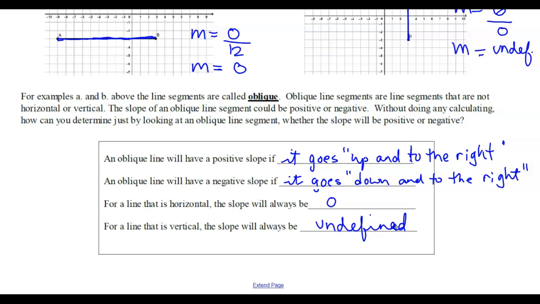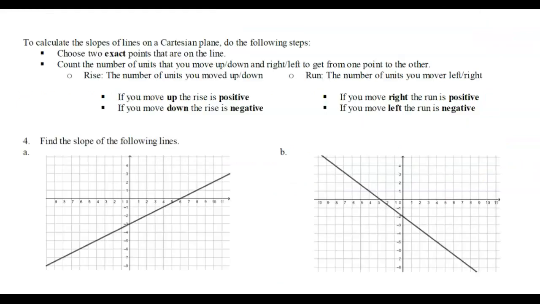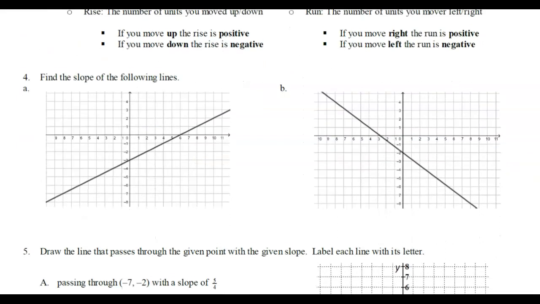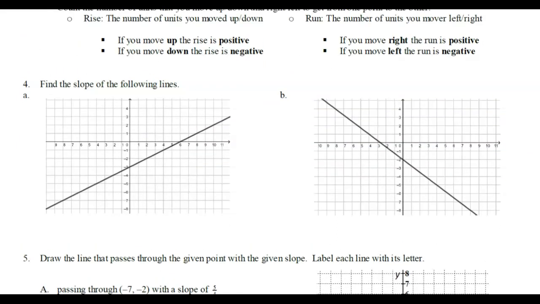Okay. So that's looking at graphs. Well, we'll do a little bit more, and then we'll get into an actual formula that you can use, so that if you don't have the graph, you can still calculate the slope. So to calculate the slope of lines on our Cartesian plane, here are the steps. Choose 2 exact points that are on the line. So in the last page there, these ones were actually line segments. So they were nice endpoints, easy to find those points. Now these are lines. So you have to look a little bit closer to find some nice points.